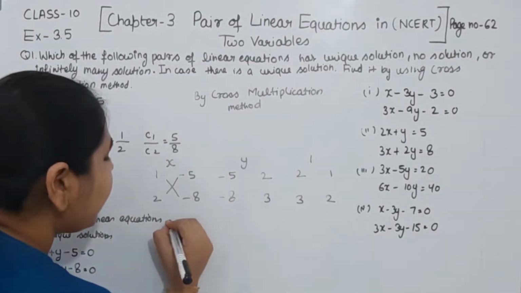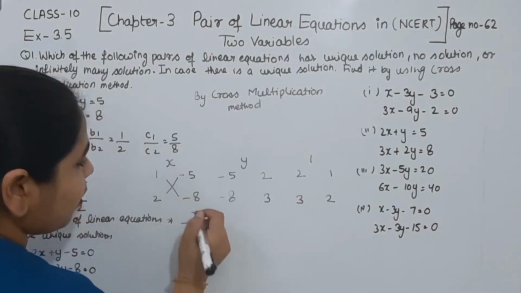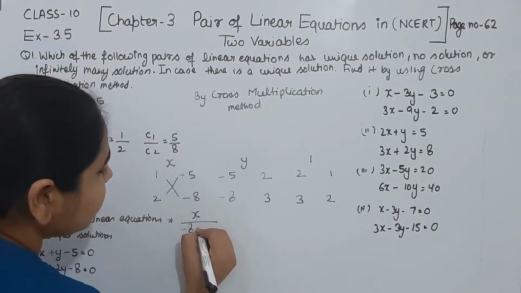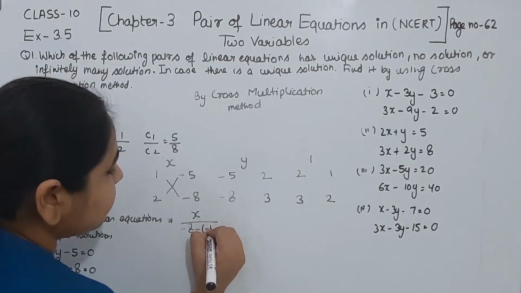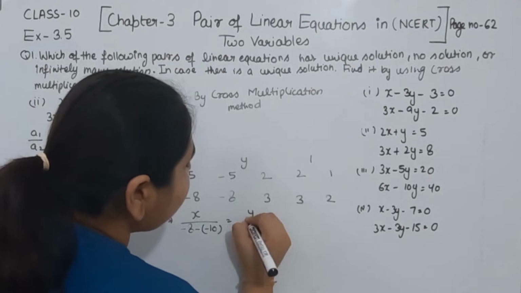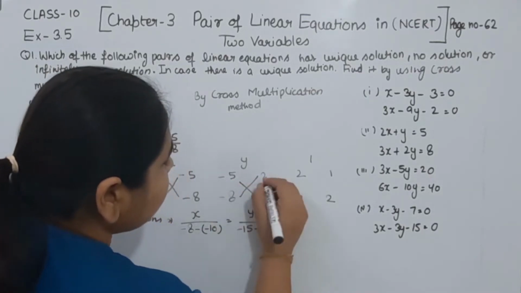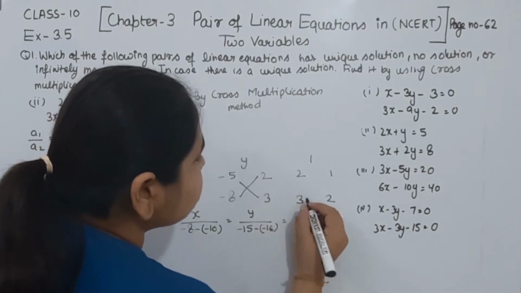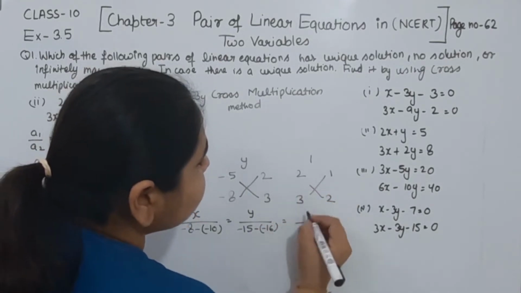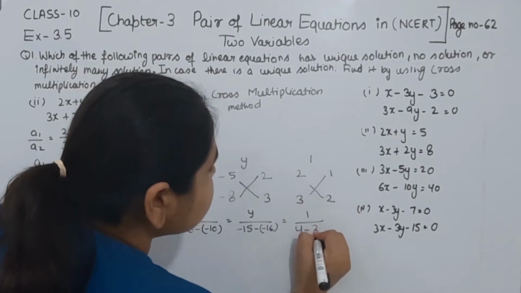Now cross multiply. I am going to write here x upon 8 ones are 8 minus 5 2s are 10. Now is equal to y. Here we will cross multiply. 5 3s are 15 minus 8 2s are 16. Now comes to the constant term. 1 upon 2 2s are 4 minus 3 1s are 3.